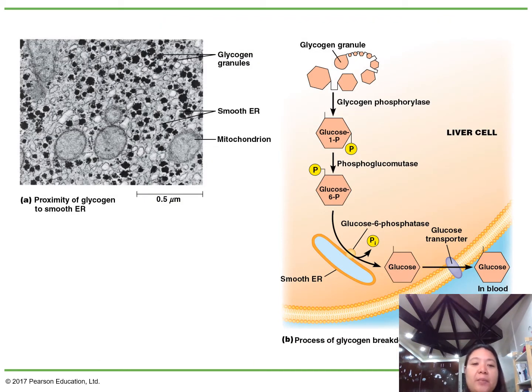As a recap, recall that one of the functions of the smooth endoplasmic reticulum is to store glucose in the form of glycogen, and that this glycogen, before it can be transported out of the cell, would have to be dephosphorylated via the action of the glucose 6 phosphatase. The glucose 6 phosphatase will remove the inorganic phosphate from glucose 6 phosphate, and it allows now glucose to be transported via glucose transporters.